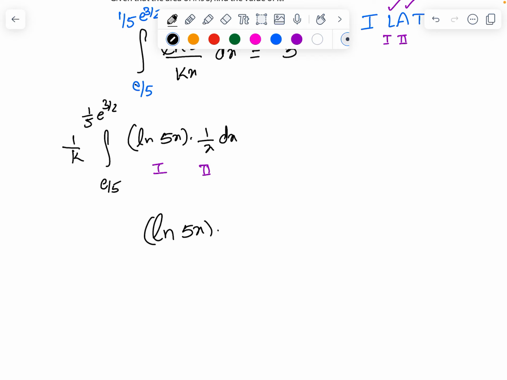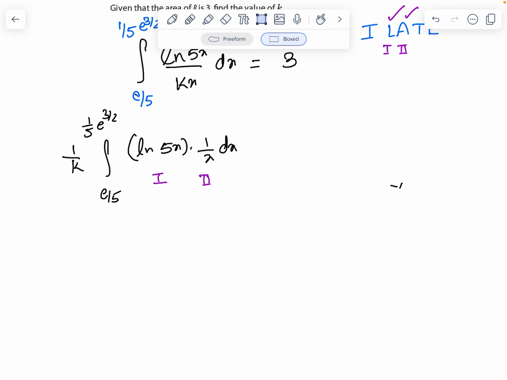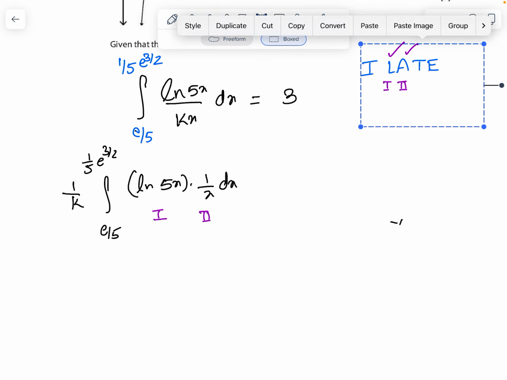What is the integral of 1 upon x? It is nothing but ln x. So ln x minus the integral of the derivative of the first function, 1 upon 5x times 5, then the integral of the second function, which is nothing but ln x again. So I am going to get the same thing if I do it by integration by parts. So rather than integration by parts, I'll do it by substitution.